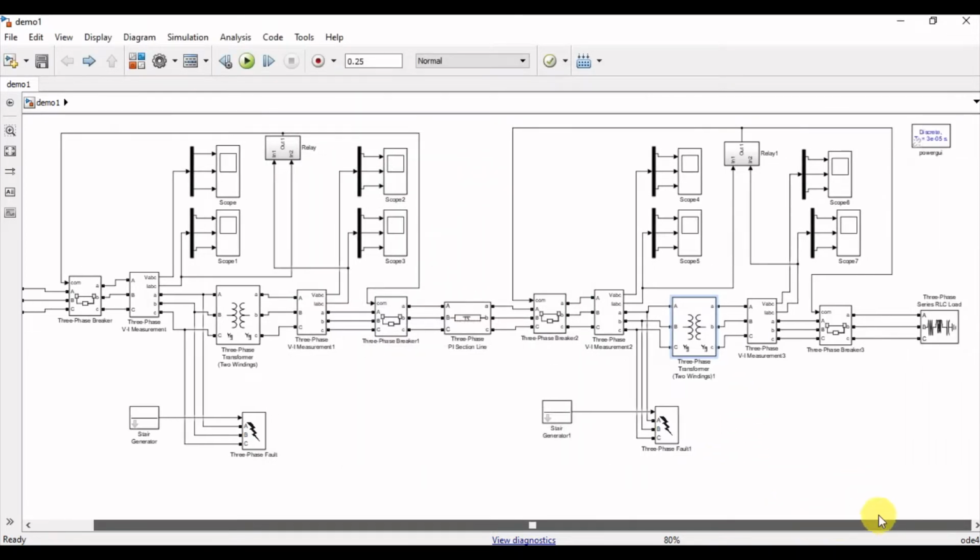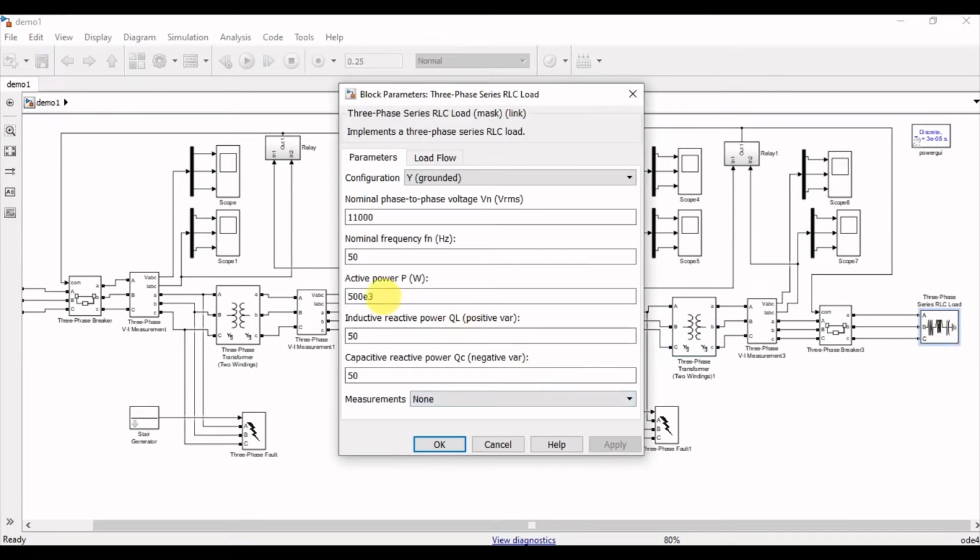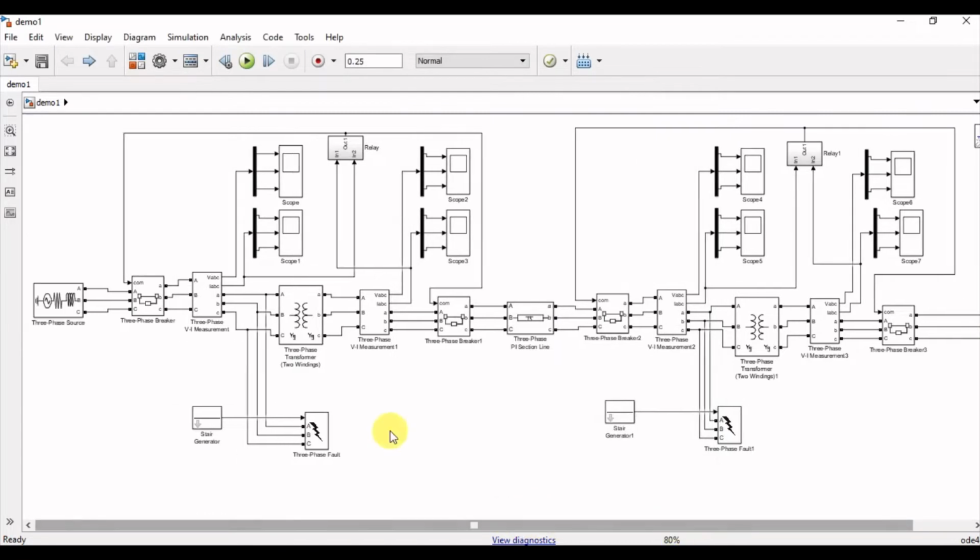And finally we are having an RLC load. So the rated power of the load is 500 kilowatts and also the reactive, inductive and capacitive power is 50 watts each. So now let's simulate the system, but before simulating the system let's have a check on the relays.